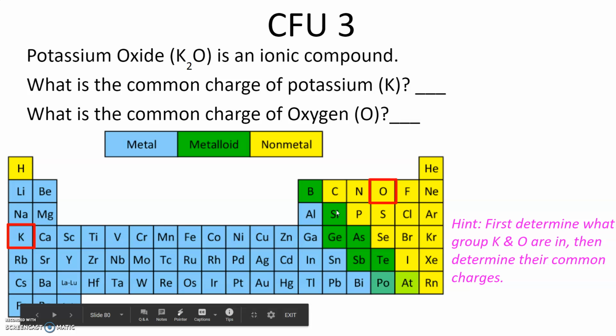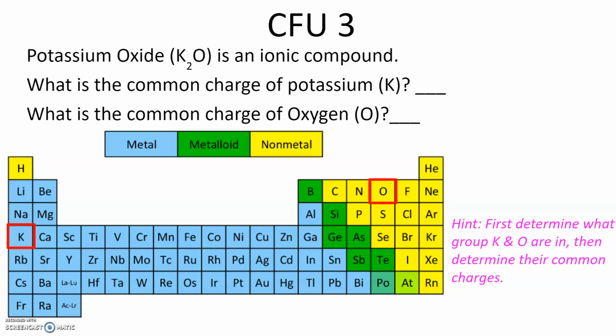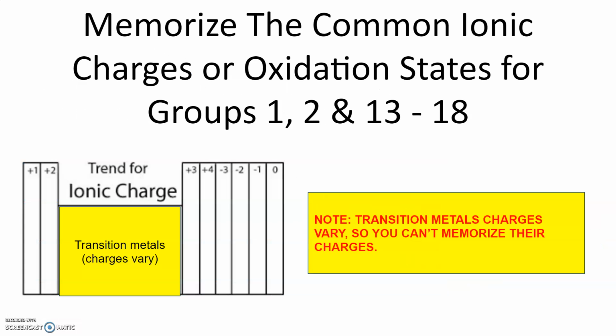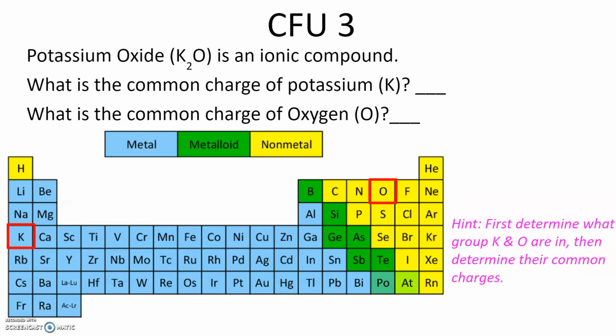All right, let's try this last CFU. Potassium oxide is an ionic compound. What's the common charge of potassium? What's the common charge of oxygen? First, determine what group it's in. I've highlighted it for you to make it a little easier. Once you know what group it's in, what common charge will it have? Remember, the group determines its common charge. So pause the video now, and when you press play again, the answer will be revealed.